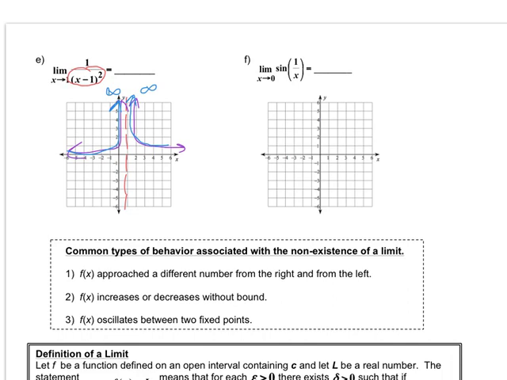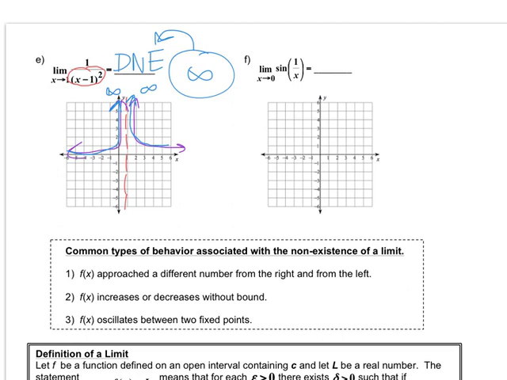However, it's not a specific value. Because the function itself isn't getting arbitrarily close to one specific value, this limit technically does not exist. So that's going to confuse some of you because a lot of you just want to say the limit is infinity, but infinity isn't an actual value. So the fact that it approaches infinity tells us that the specific limit doesn't exist.